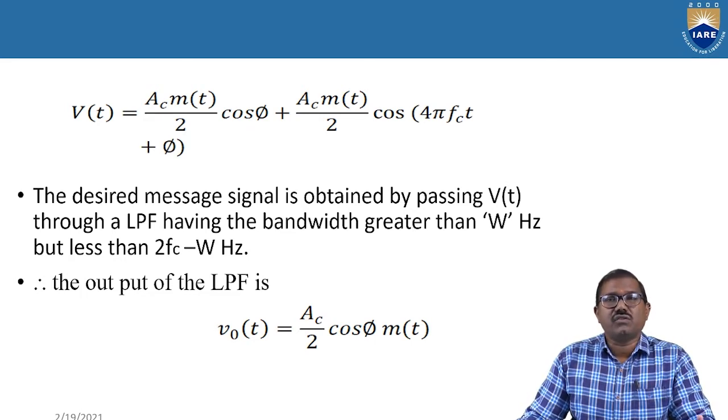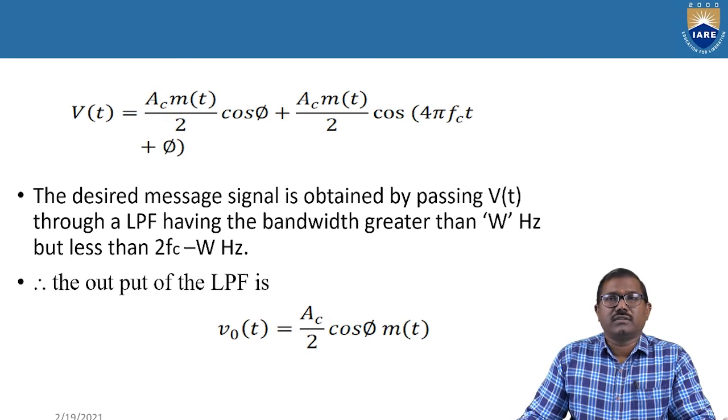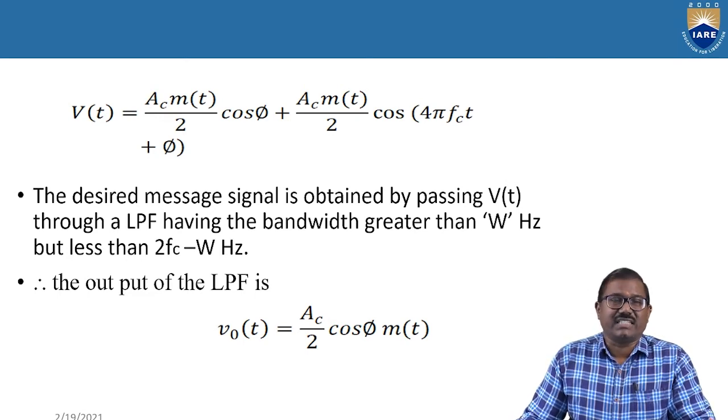So finally V0 of t is equal to Ac/2 times m of t. Our aim is to extract the message signal from DSB-SC, so it is fulfilled. You're getting m of t. Ac/2 is some amplitude, or we can call it a scale factor. But V0 of t is directly proportional to m of t. So we recovered the message signal. This is the output of this coherent detector.